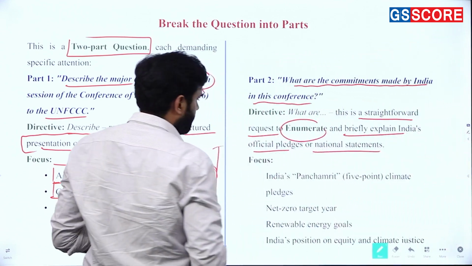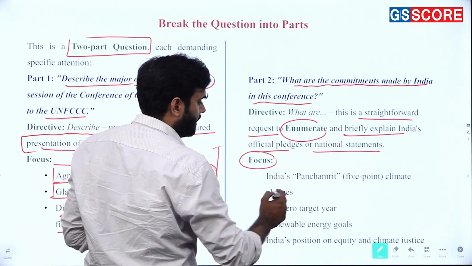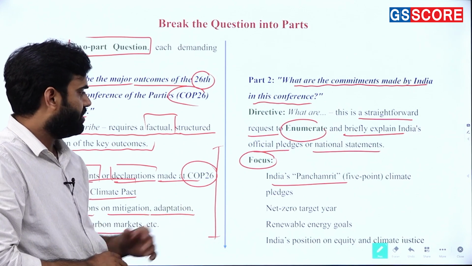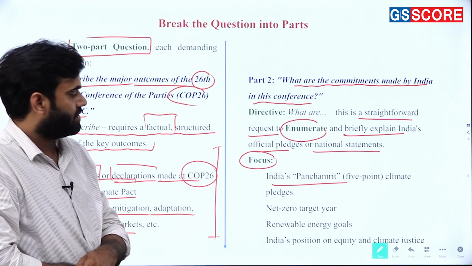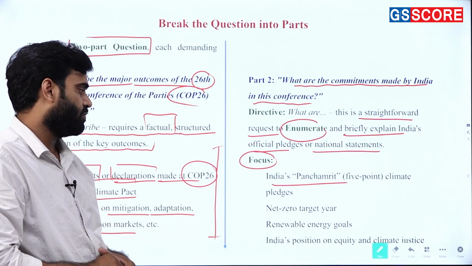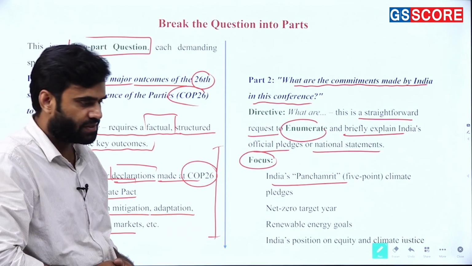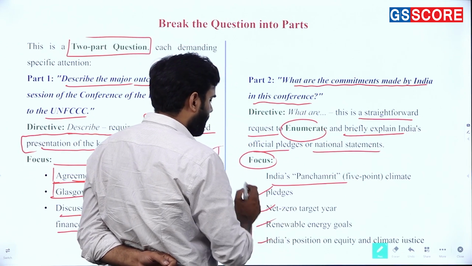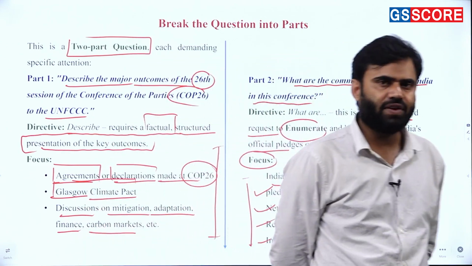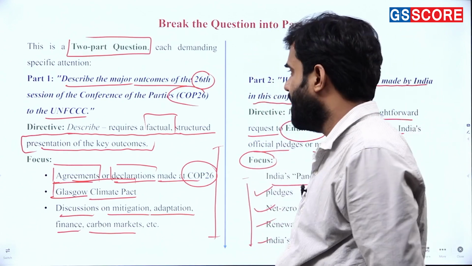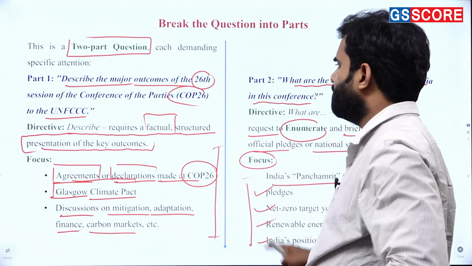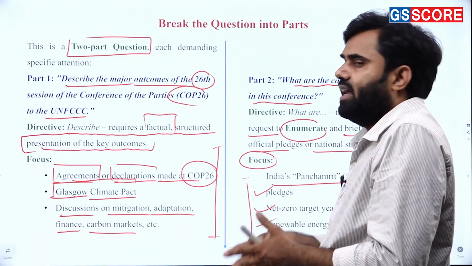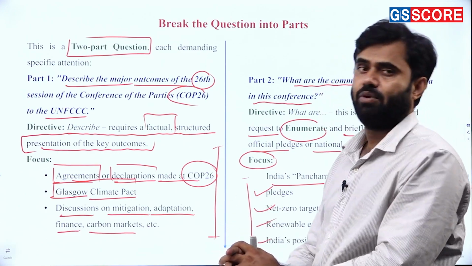So in this summit, the focus was on India's Panch Amrit, the five points of climate. बहुत important है. Pledge, net zero target year, renewable energy goals, India's position on equity, and climate justice. Each and every keyword or point is highly important for our answer. So basically we have broken down the question into two parts, and with the help of these two parts we can understand the depth of the question. Getting my point?